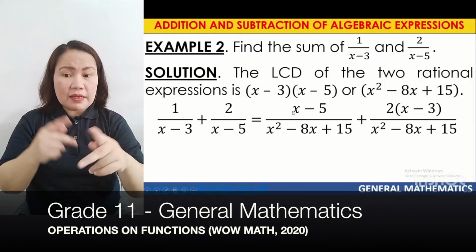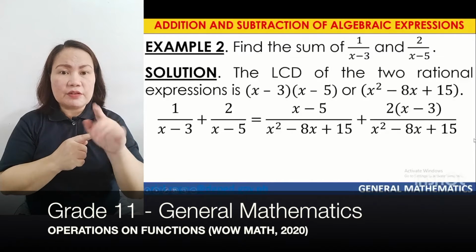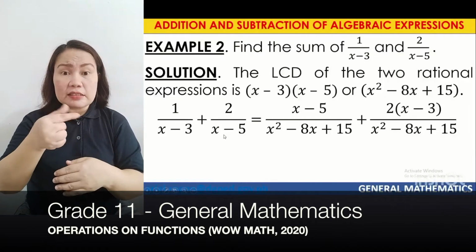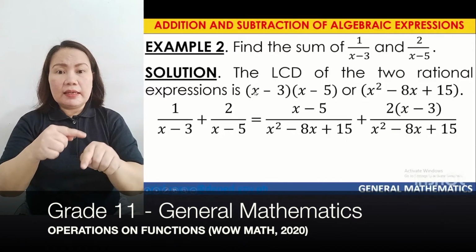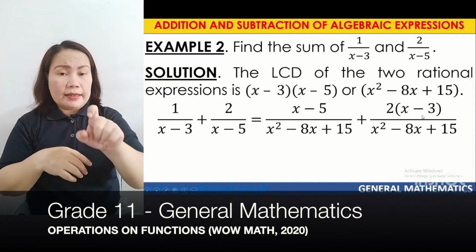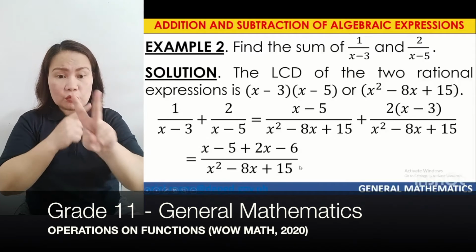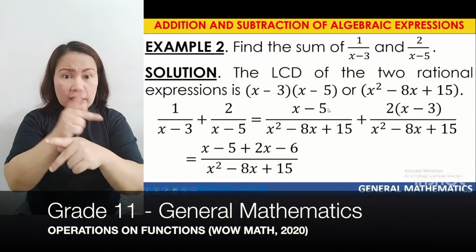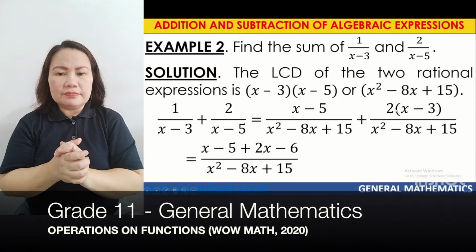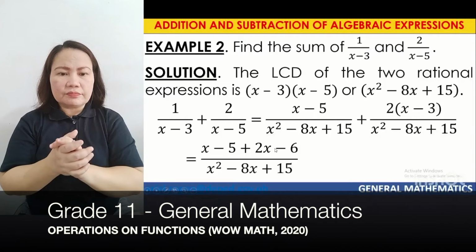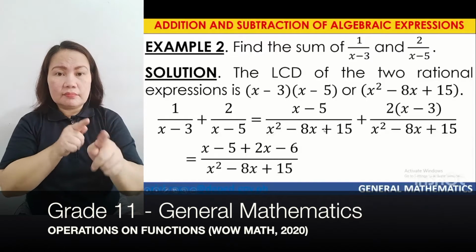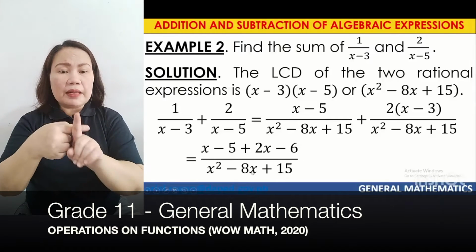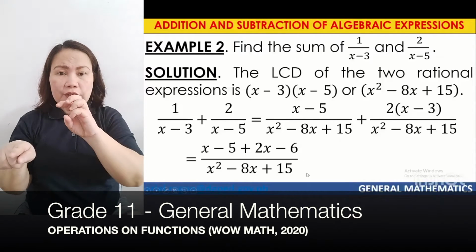So ang natira is x minus 5 plus, ito naman, i-divide natin sa x minus 5. Maka-cancel yung x minus 5. So ang matitira natin dyan, x minus 3 times 2. So magiging 2 times (x - 3). So first, add muna natin yung numerator. X minus 5 plus, distribute natin, 2 times x, 2x, 2 times negative 3, negative 6. So ito na yon, x minus 5 plus 2x minus 6 all over x squared minus 8x plus 15.